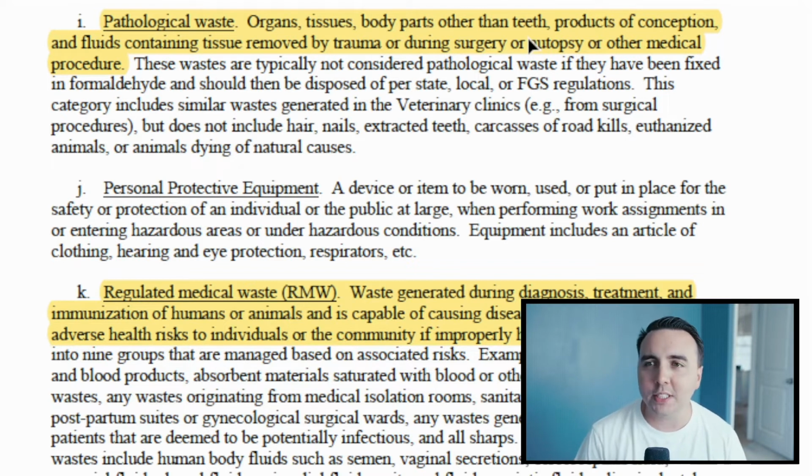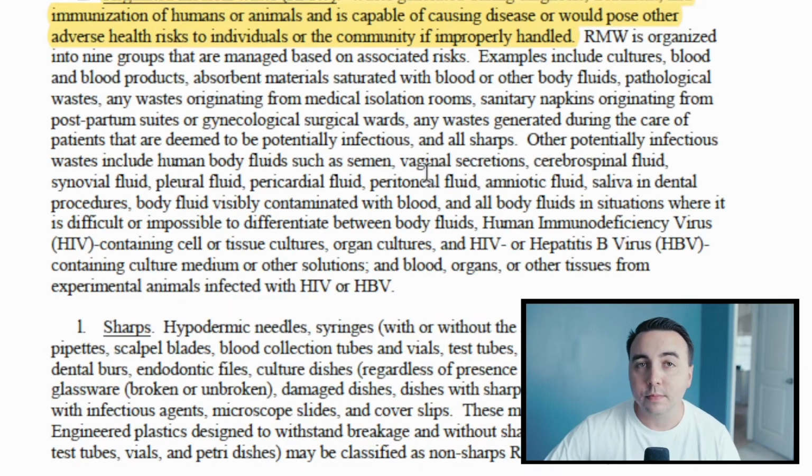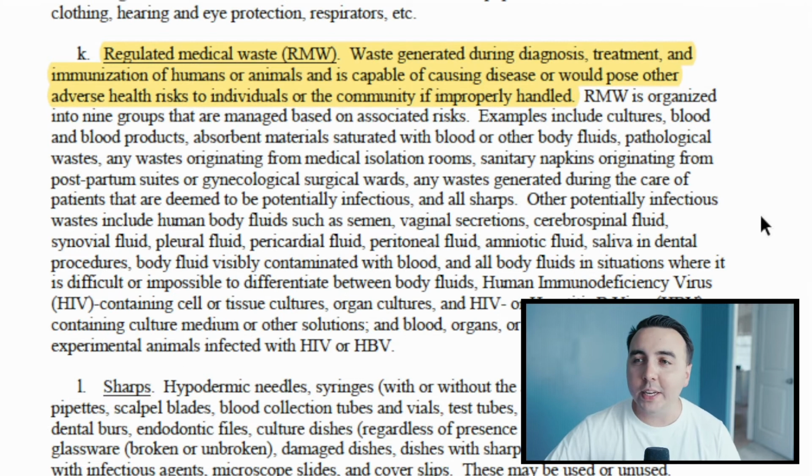But it says products of conception and fluids containing tissue removed by trauma or during surgery or autopsy or other medical procedure. And again, it covers regulated medical waste in the definition, which I would say is likely going to be on the test. Regulated medical waste here says waste generated during diagnosis, treatment, and immunization of humans or animals and is capable of causing disease or would pose other adverse health risks to individuals or the community if improperly handled.